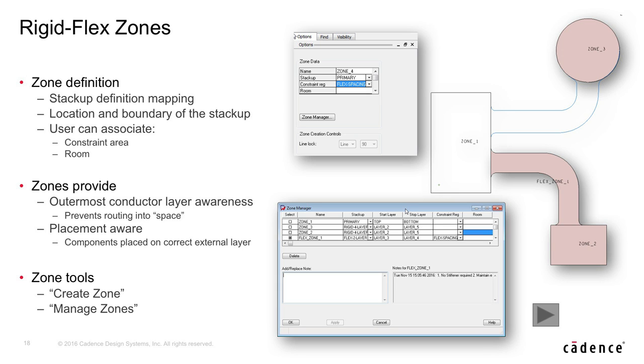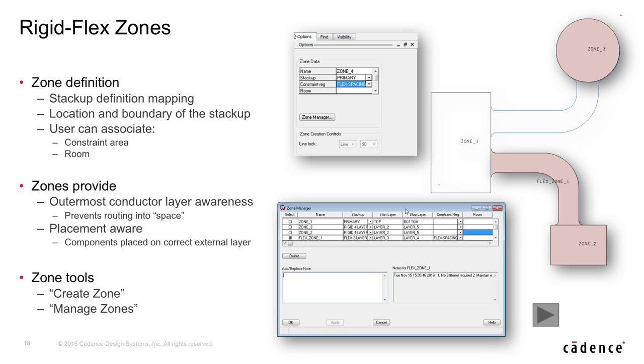The next critical part of defining rigid flex is identifying where these various stack ups occur in my design. By doing so, we created a rigid flex zone capability. The zone is used to map an area of the design to a particular stack up. So the zone boundary itself is a shape that defines the external boundaries, and then it's tied into the stack up, and if need be I can add a constraint area or a constraint definition by creating a constraint area as part of that stack up zone, as well as define a room.